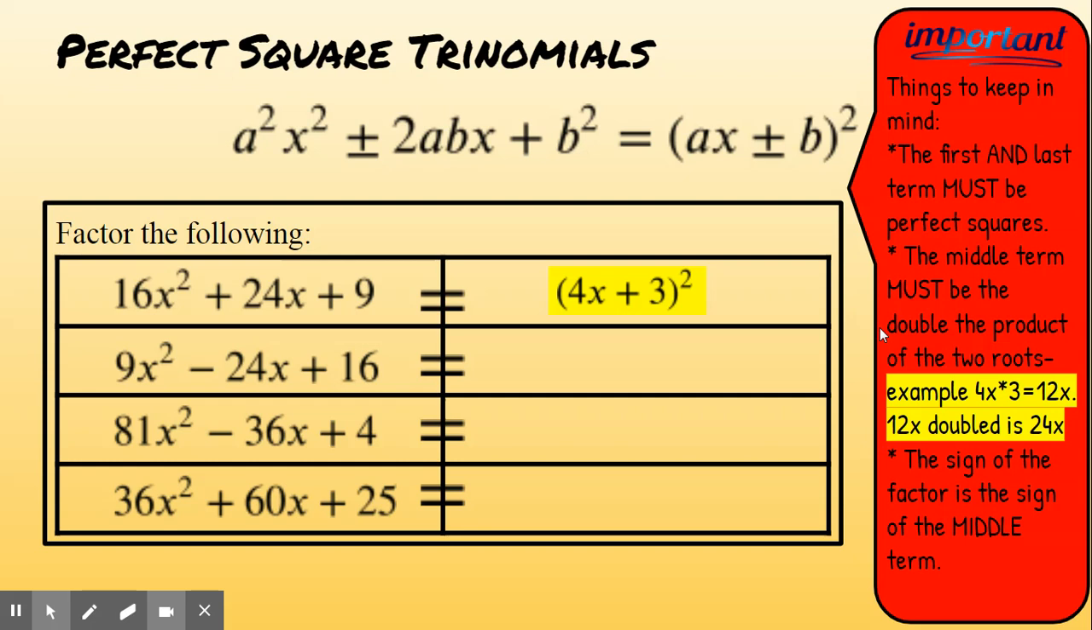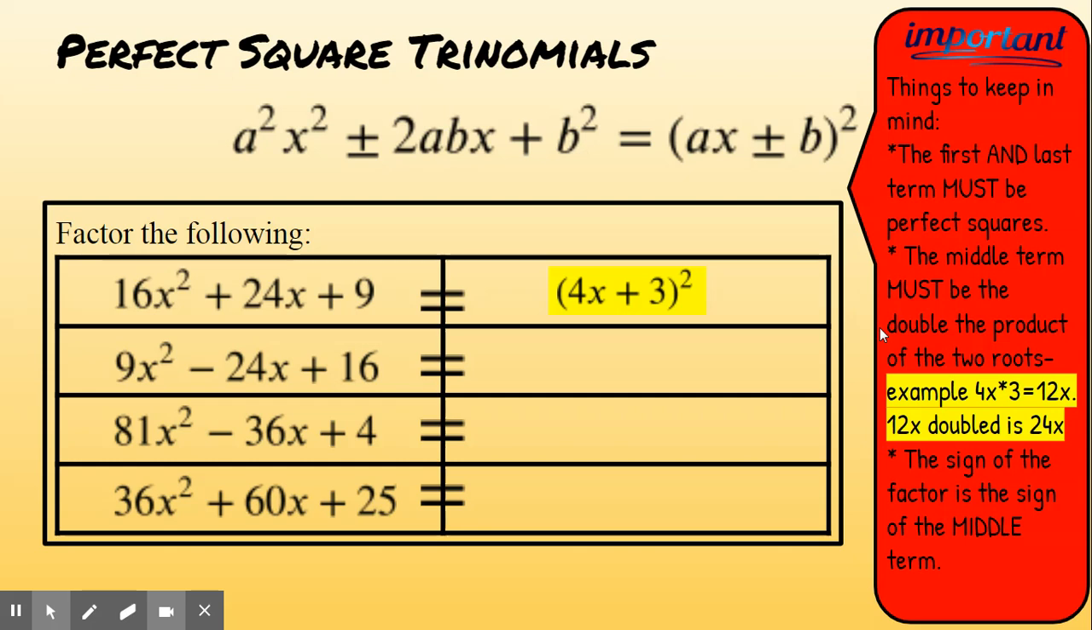I knew the first was a perfect square. I knew the last term was a perfect square. And if I take those roots, that 4x and the 3, and I multiply them together, I get 12x. And if I double it, there's that 24x. So I get that middle term. So you need to check to make sure that the product of your roots does in fact equal, doubled, the middle term. Okay.